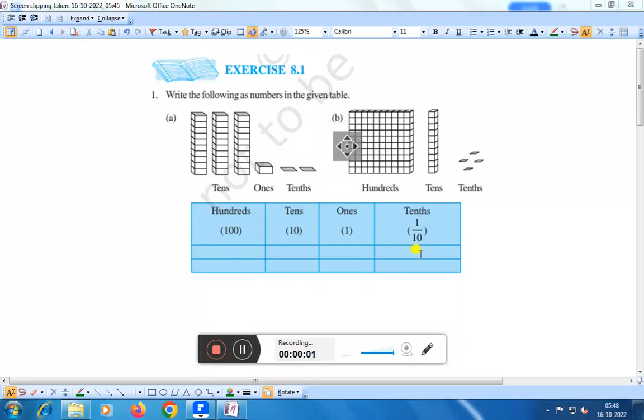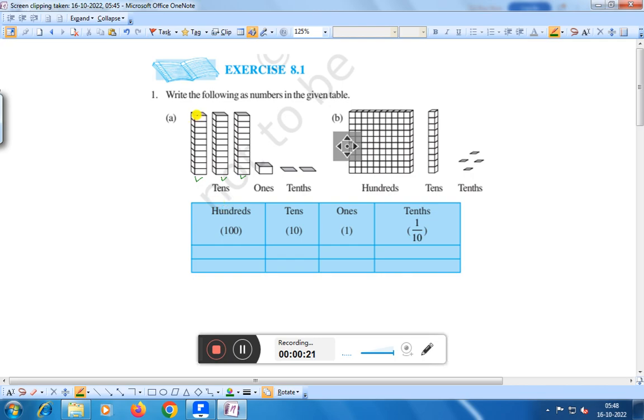Hello everyone. Today we shall discuss exercise 8.1 question number 1. Write the following numbers in the given table. Here you see how many tens are there? 1, 2, 3. 3 tens, right?